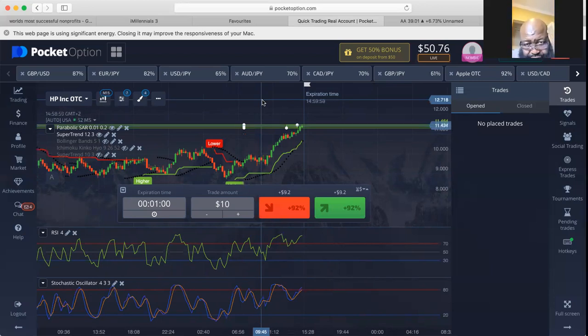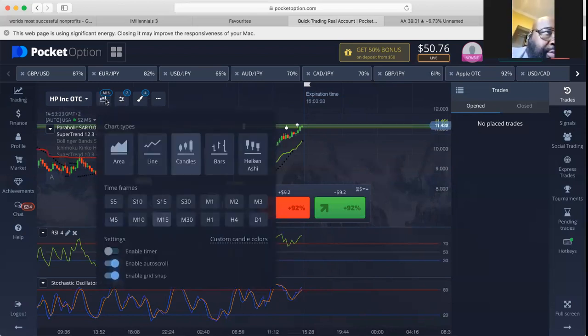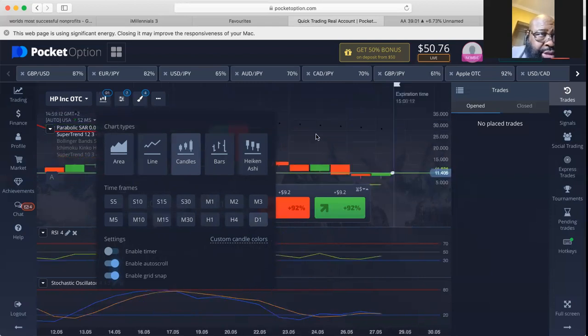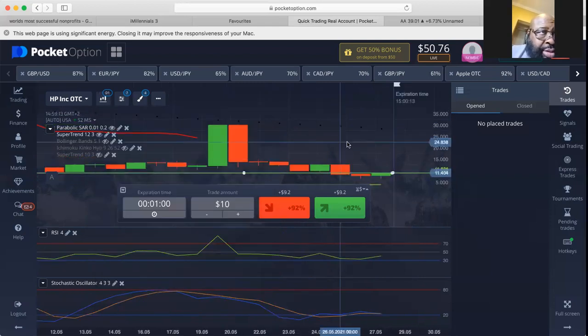So you said let's check on the what now? Let's check on the daily. You see this candle icon right here? You're right. Let's put it on the daily. The daily is the D1. D1. Okay.